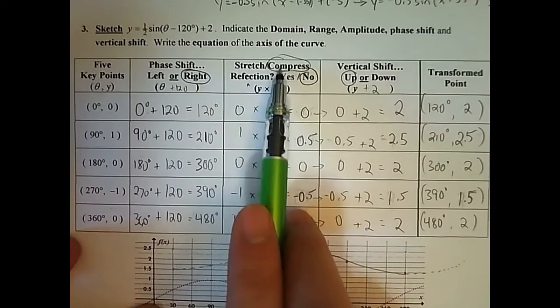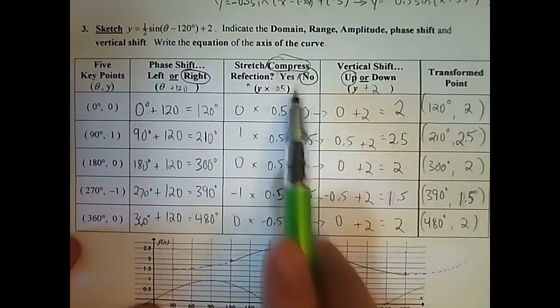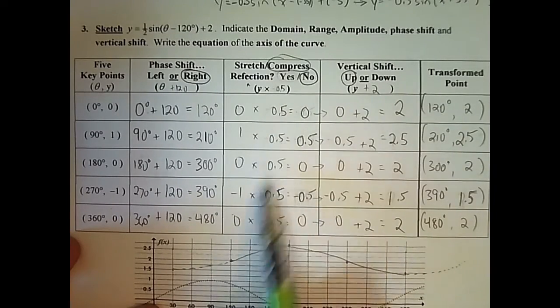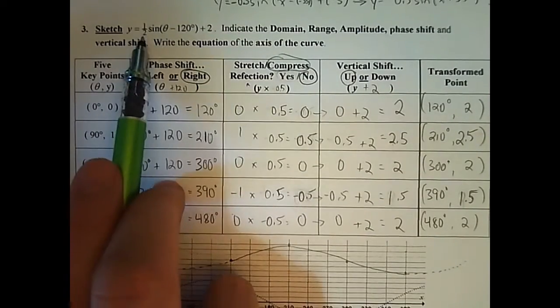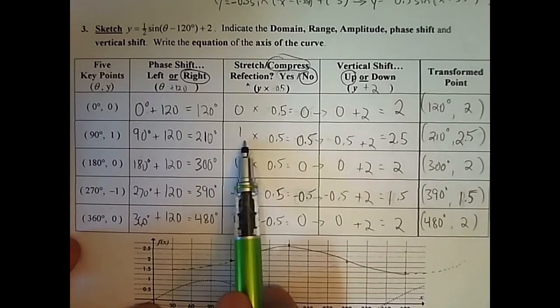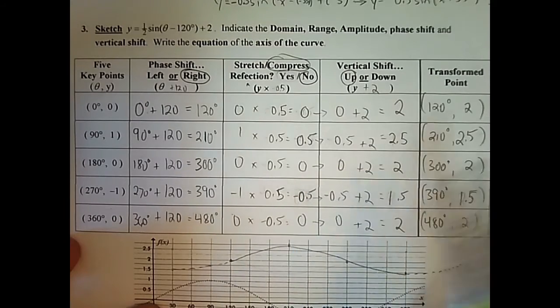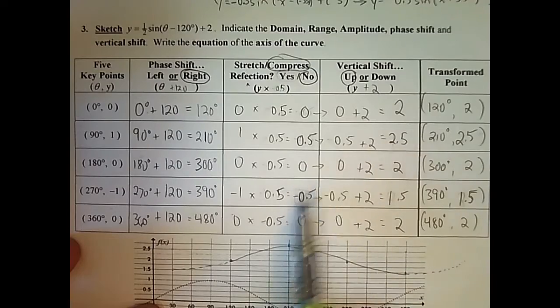Then we have a compression, because it's a fraction, and there's no negative in the front, so there is no reflection. So I'm going to multiply everything by just 0.5. You can also multiply it by half. You should put half because they give you a fraction in the question. I did decimals just because. So we're going to get 0, 1 times this is this, 0 times this is this, and we get these values. And then we do our vertical shift, and these values carry over.